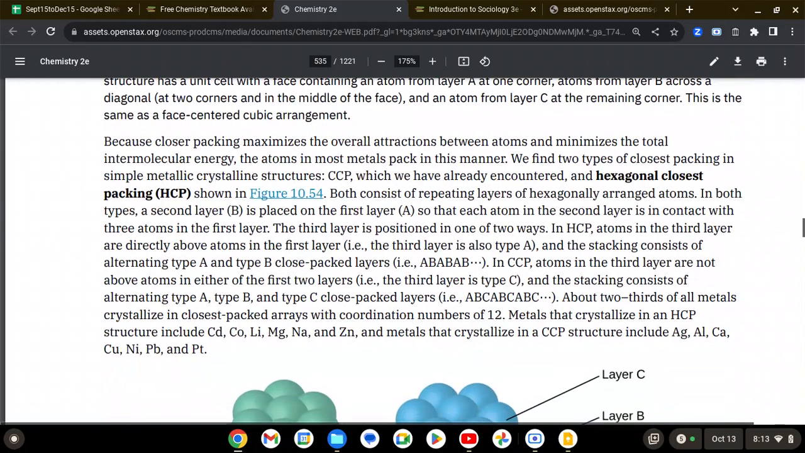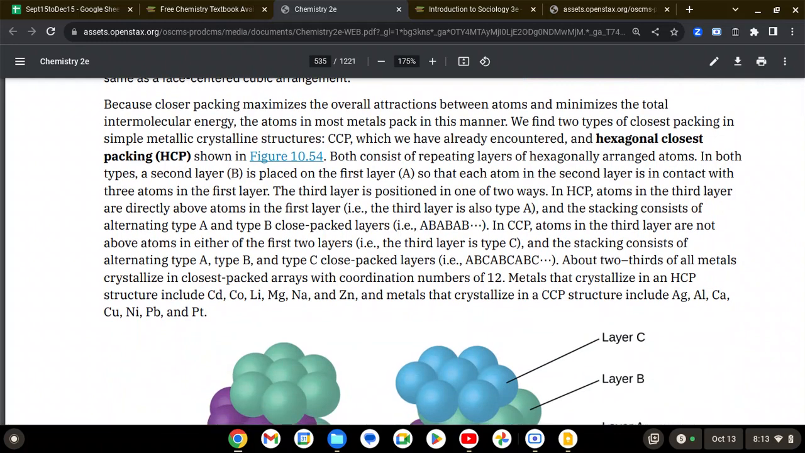Because closer packing maximizes the overall attractions between atoms and minimizes the total intermolecular energy, the atoms in most metals pack in this manner. We find 2 types of closest packing in simple metallic crystalline structures: CCP, which we have already encountered, and hexagonal closest packing, HCP, shown in Figure 10.54. Both consist of repeating layers of hexagonally arranged atoms.